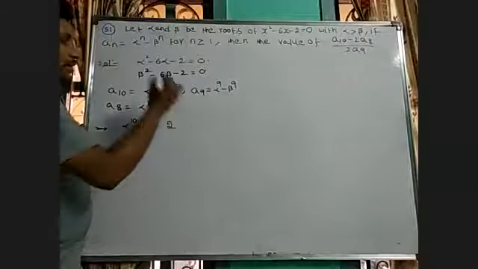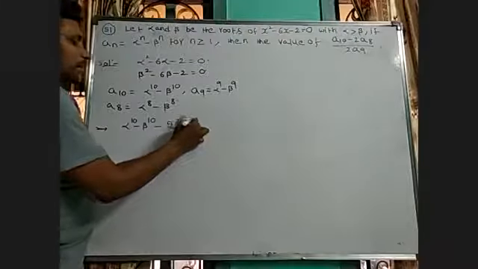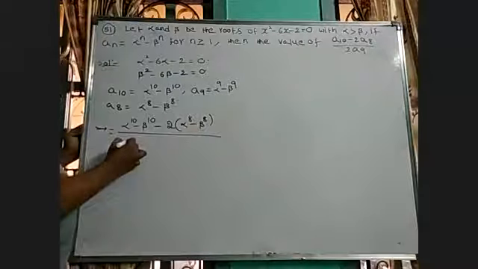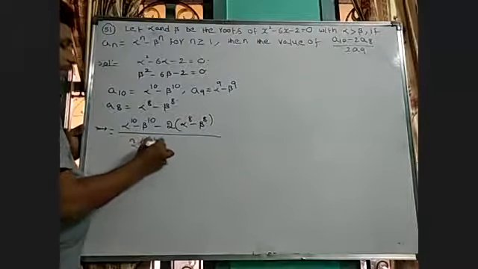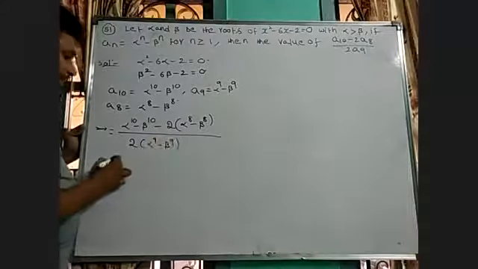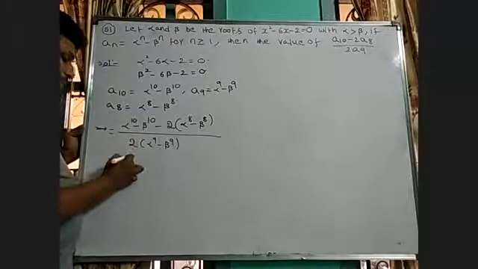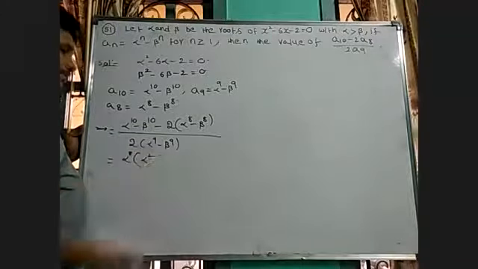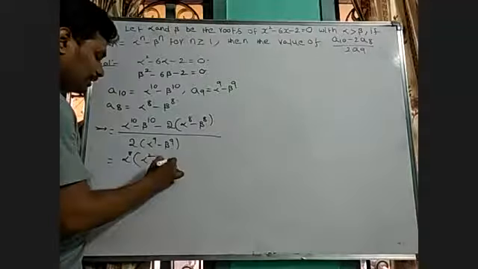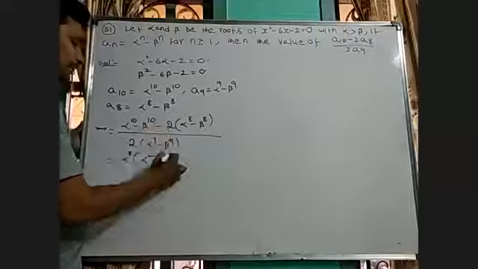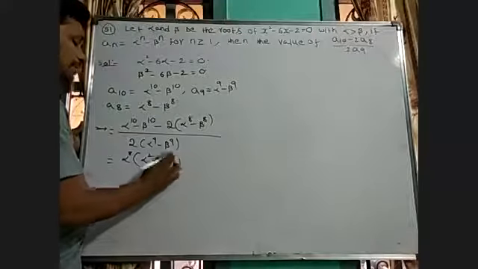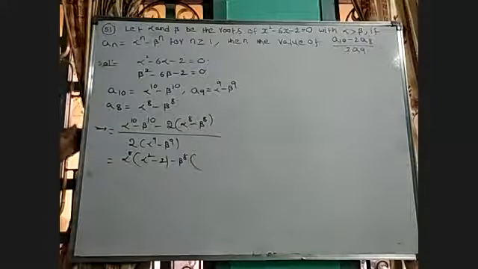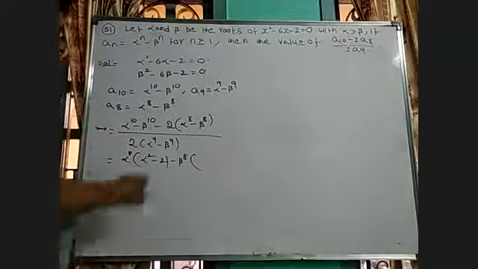If you see there, a10 minus 2 into a8 means alpha power 8 minus beta power 8, over 2 into alpha power 9 minus beta power 9. Here if we take alpha power 8 common, what we get is alpha square minus 2. In this, plus minus beta power 8, if you take beta power 8 common, what we are getting here.